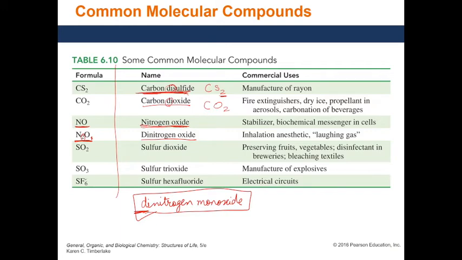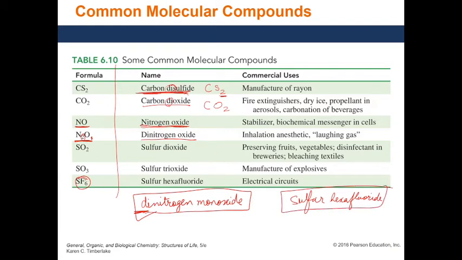You can try this question. What is this? If you just look at the formula, it is sulfur. How many? One. So there's no prefix. And then we have fluorine, and here we have six fluorines, so the prefix would be hexa because it is six, and fluorine will turn into fluoride. So the name would be sulfur hexafluoride.